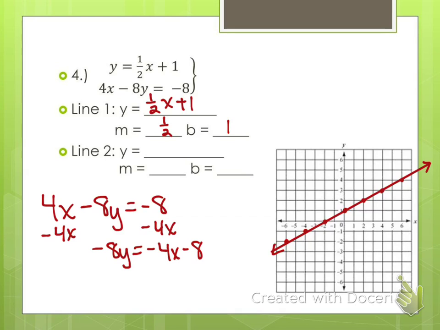Jamal Dixon, what do I still need to do to get y by itself? Very good. Divide everything by a negative 8. Notice that they were all negatives, and we're dividing by a negative, so negative over a negative is a positive every single time. 4 over 8 simplifies to be, anybody?